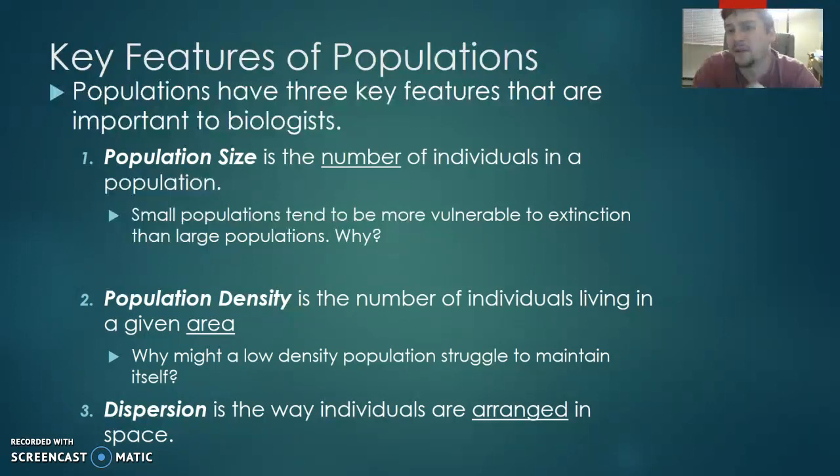The population size is very simple. It's simply the number of individuals living in a population. Just how many. And we often track the health of a population based off of how many individuals there are inside that population. Small populations tend to be more vulnerable to extinction because the smaller numbers make it so that they are more likely to be affected by random chance. If there's a natural disaster, it's more likely they wipe them all out than a larger population.